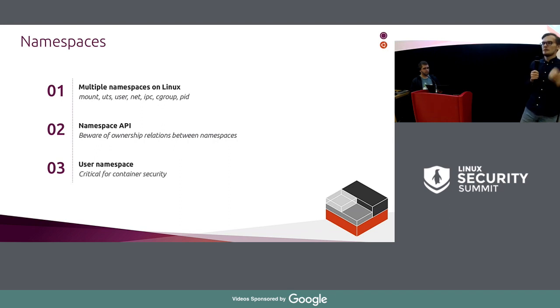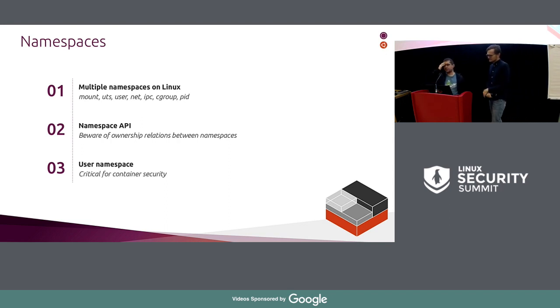And there are more. Network namespaces, you isolate your view on network devices. IPC namespaces give you private inter-process communication, and cgroup namespaces isolate your view on the cgroup file systems. But I think the best way to illustrate this is if Stéphane does it.